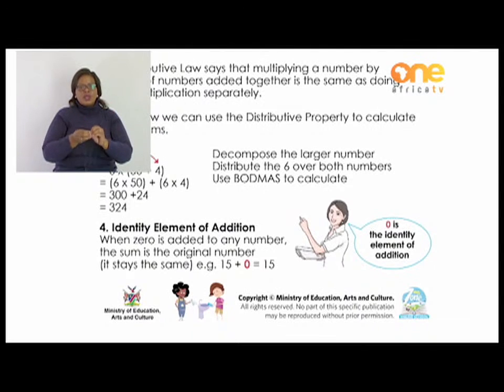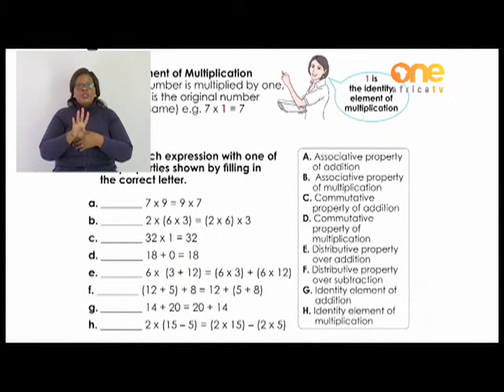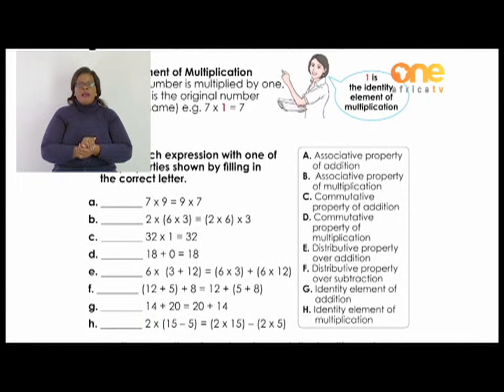Moving to page 14. We continue with the identity elements, but this time for multiplication. When any number is multiplied by 1, the product is the original number, meaning it stays the same. If you just go through the sentence which I just read now, you can see that there's a word product.